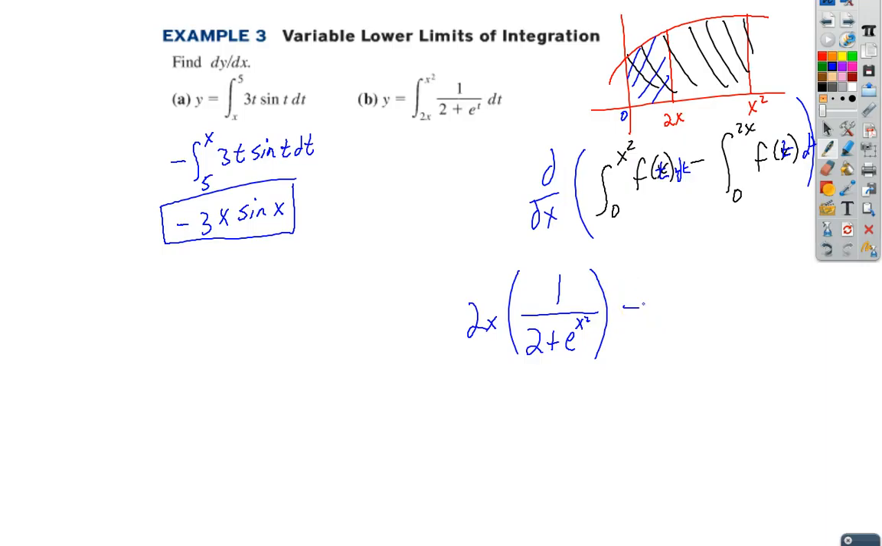minus the same expression with the 2x put in there, 1 over 2 plus e to the 2x, times the derivative of 2x, which is 2. And you can leave it like that. And there's my derivative. Pretty intense, huh? But not too complicated, I don't think.